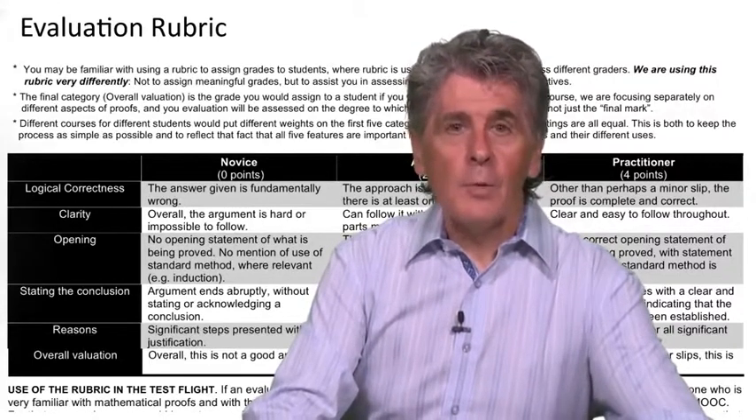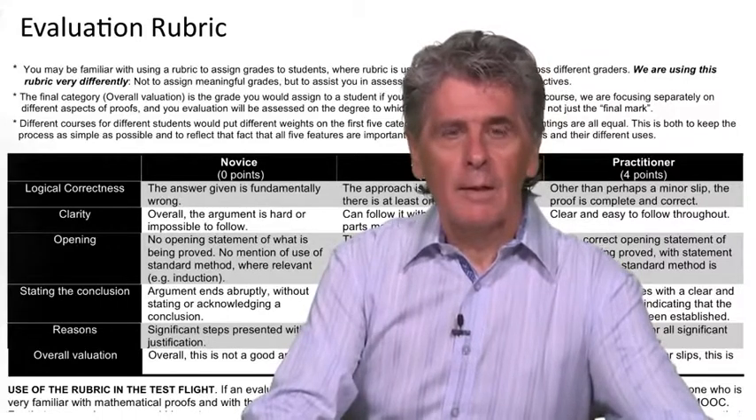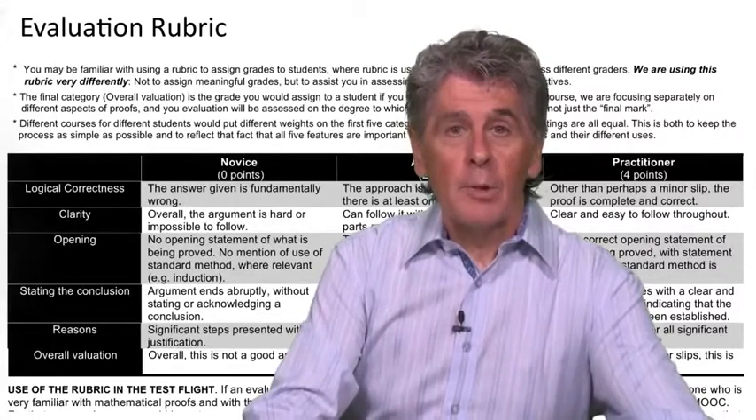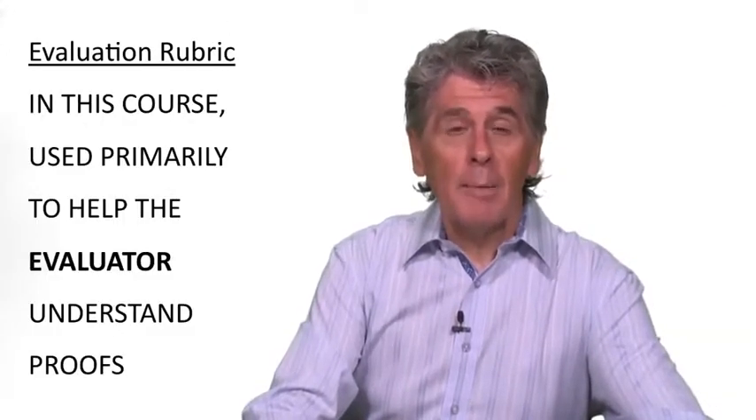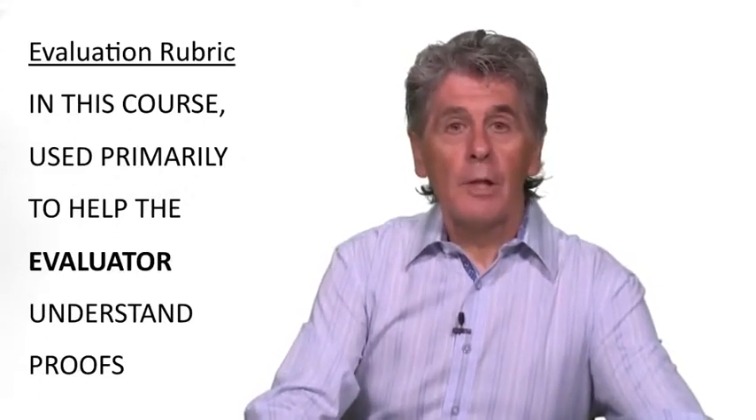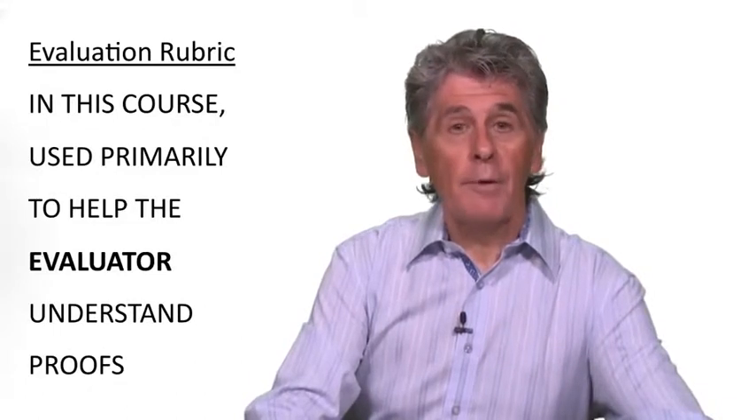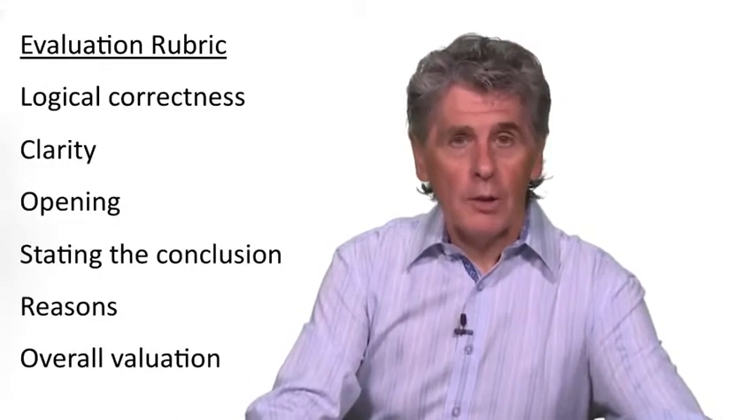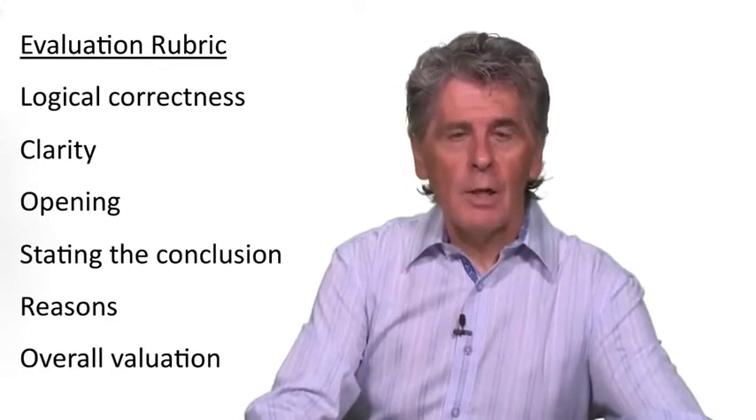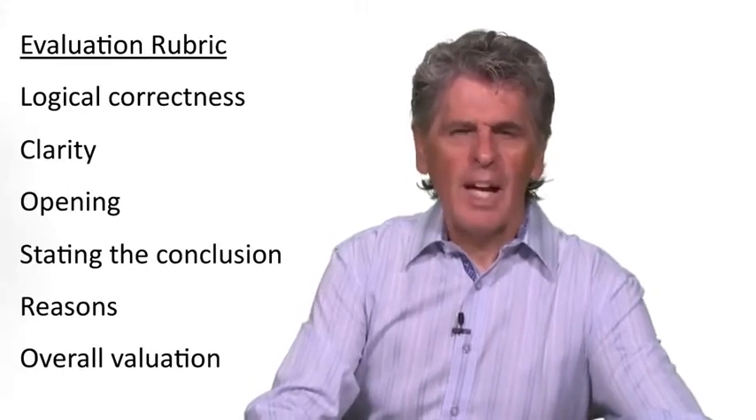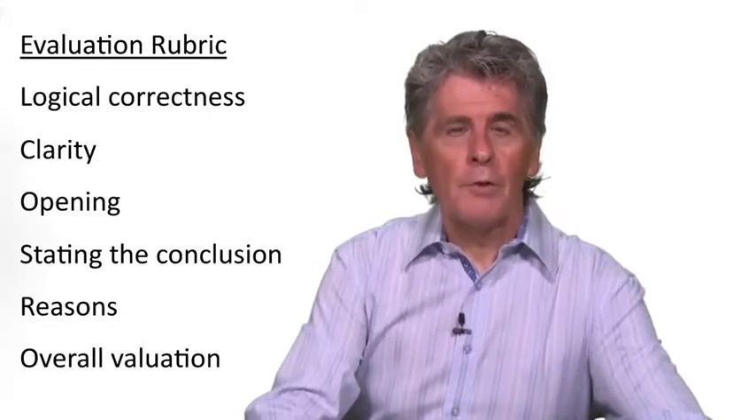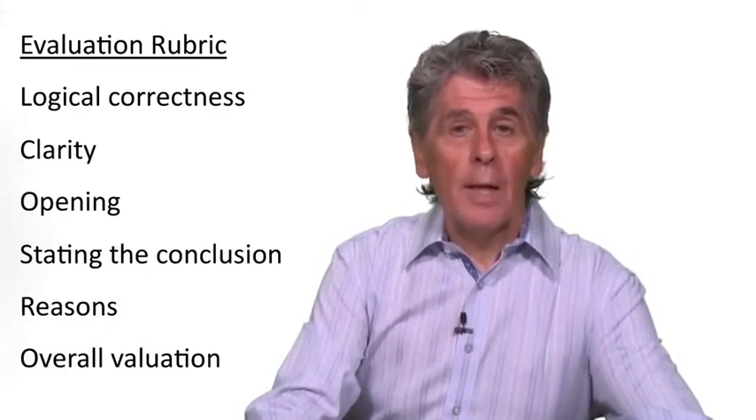In this course, we're using a rubric in a very different way. Not to help experts produce a reliable grade of a piece of work, but as a mechanism to help beginners learn about proofs. If you look at the rubric for the course, you'll see that it asks you to consider 5 different features of proofs: logical correctness, clarity, opening, stating the conclusion, and reasons. I'll come to the 6th category later, by the way. These are all important features of proofs, and for pedagogic reasons are given equal weight.